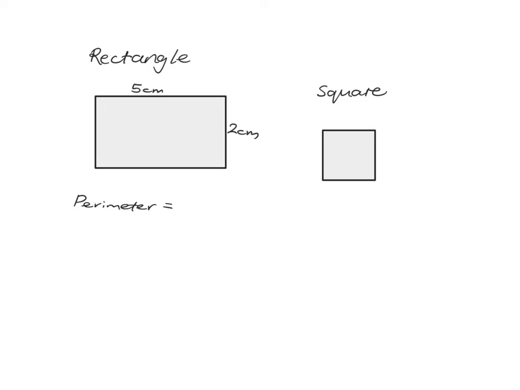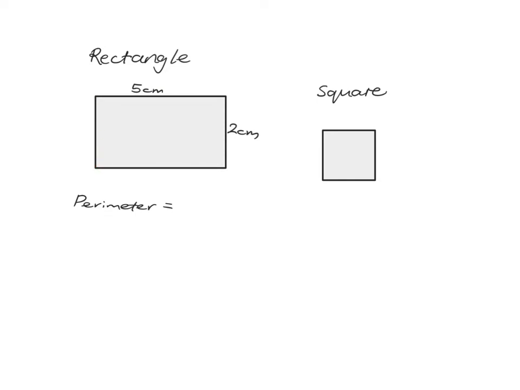Now remember, perimeter is a very simple idea. With the perimeter, all you're doing is saying, if I walked all the way around the edge of the shape, how far will I have walked?